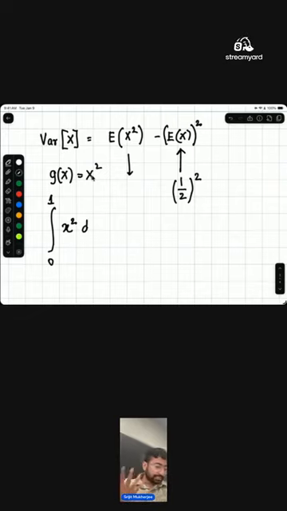So that's the basic idea. And here you can integrate it simply to get 1 by 3. So you get 1 by 3 here, and you subtract it, and you will get 1 by 12.